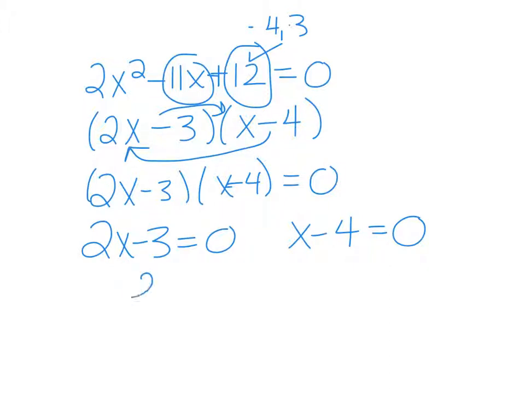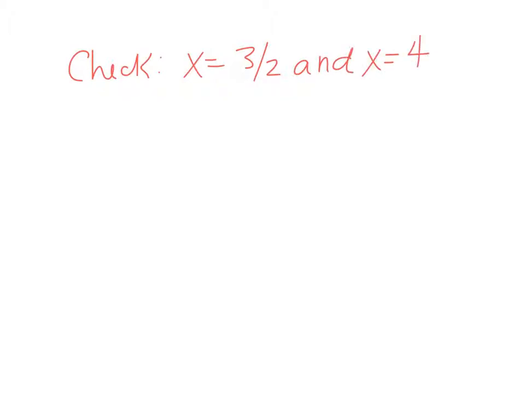And when I solve for x here, I get 2x is equal to 3, x is equal to 3 over 2, and here I have that x is equal to 4. Now, before I can answer that those are in fact my roots, I do have to check. So I'm checking back into my original equation. The roots are equal to 3 over 2, and x is equal to 4.